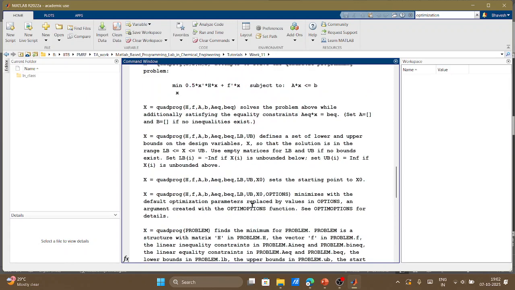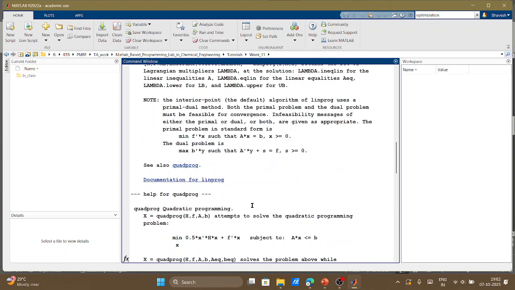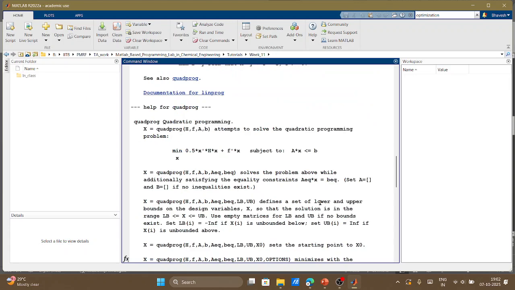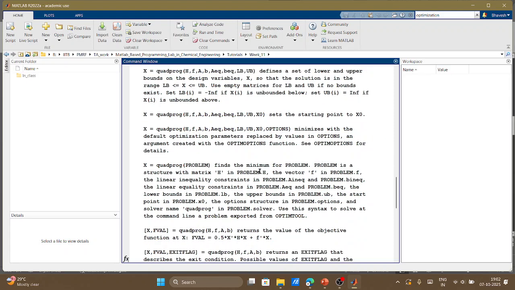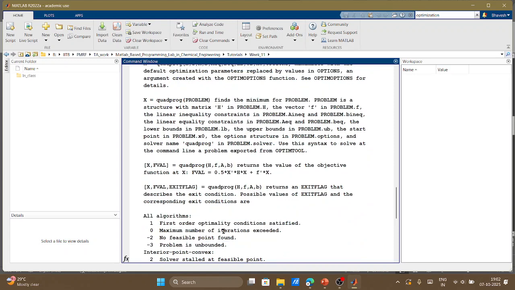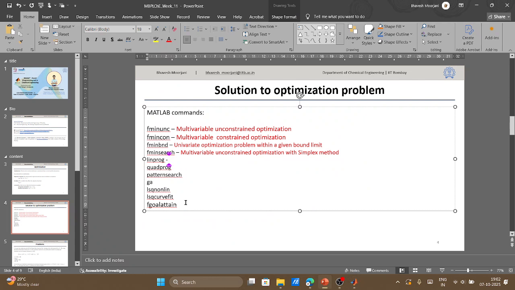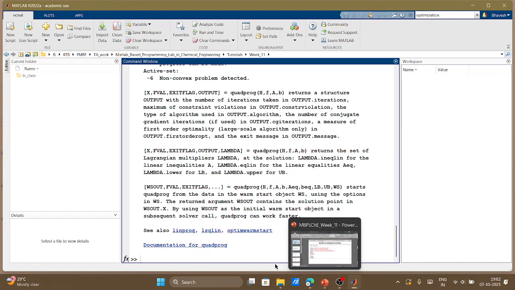quadprog. As its name says, it's used for quadratic programming, right? So it attempts to solve the quadratic programming problem. Minimize your quadratic function subjected to some equality and inequality constraints. Okay, so this is specifically designed to solve the linear or quadratic problem, right? Then what next? We have pattern search method, GA method.